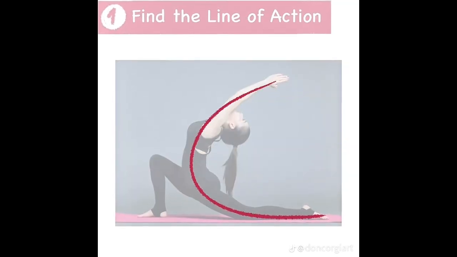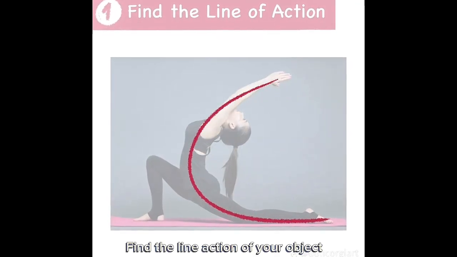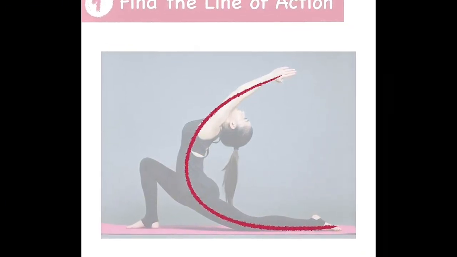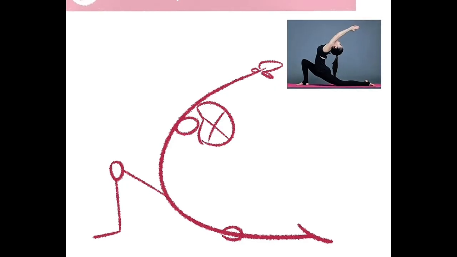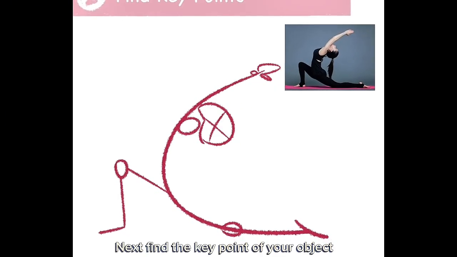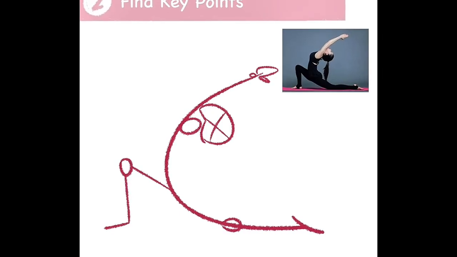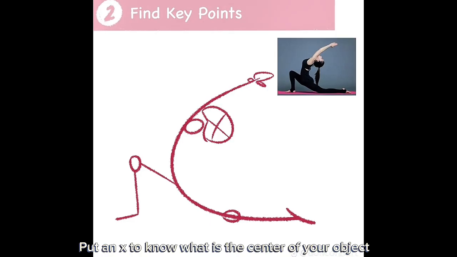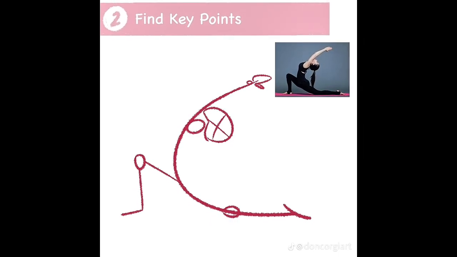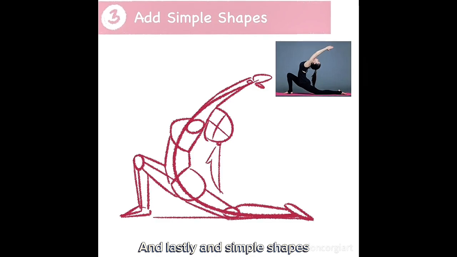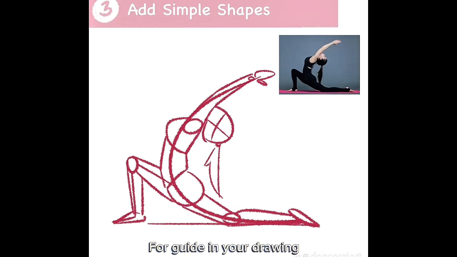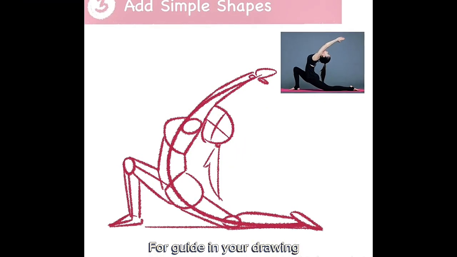Here is the example. Firstly, find the line of action of your object. Next, find the key points of your object. Put an X to know what is the center of your object. And lastly, add simple shapes for your guide in your drawing.